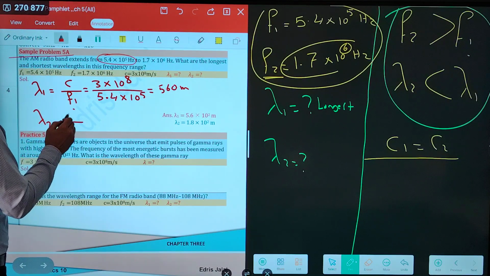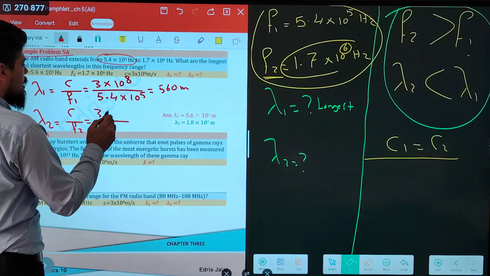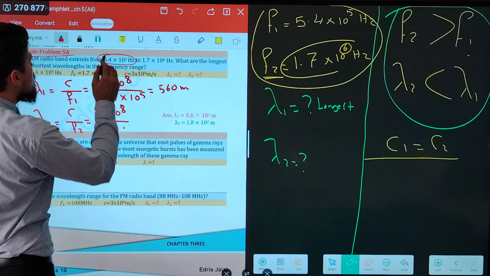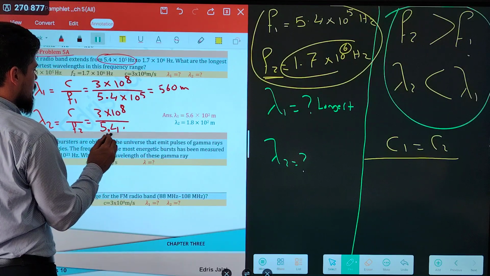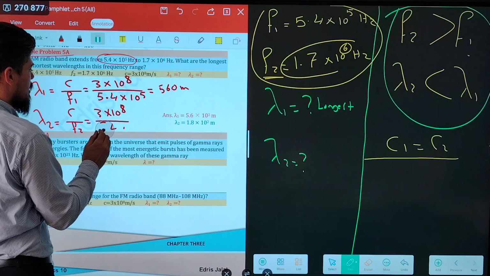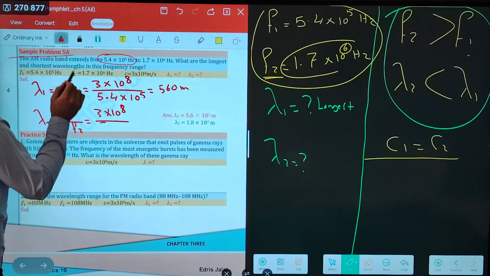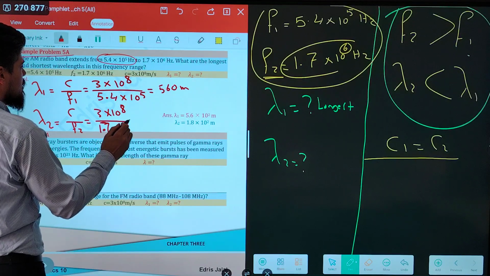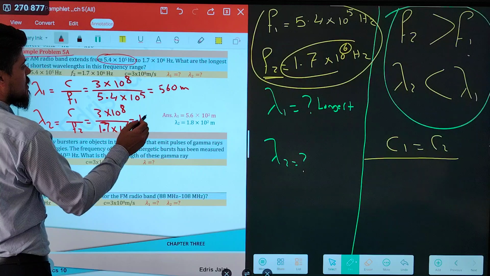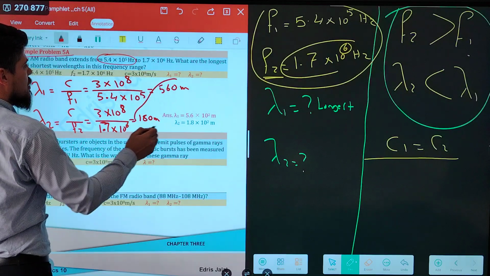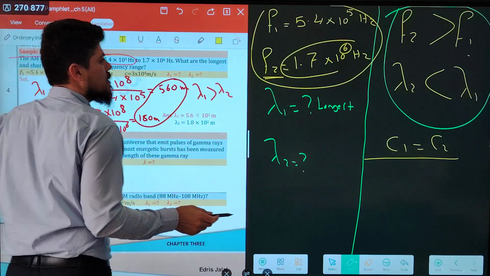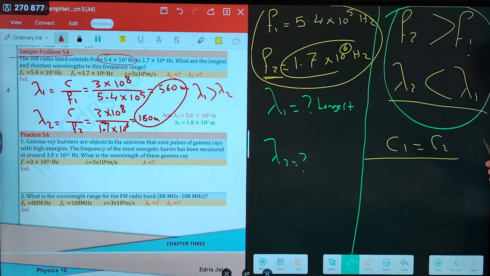Lambda 2 is equal to C over F2, 3 times 10 to the power 8 over 1.7 times 10 to the power 6, which is equal to 1.8 times 10 to the power 2, or 180 meter. So which one is bigger? Lambda 1 is bigger than lambda 2. Look, before solving the question, I said lambda 1 must be bigger than lambda 2.